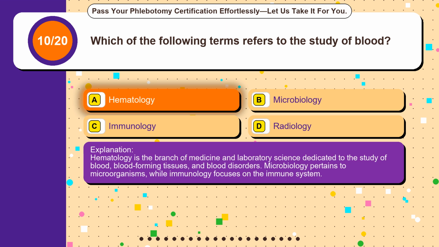Hematology is the branch of medicine and laboratory science dedicated to the study of blood, blood-forming tissues, and blood disorders. Microbiology pertains to microorganisms, while immunology focuses on the immune system.